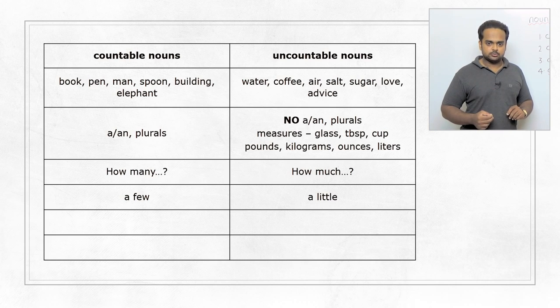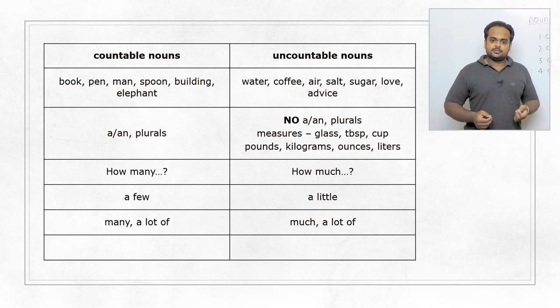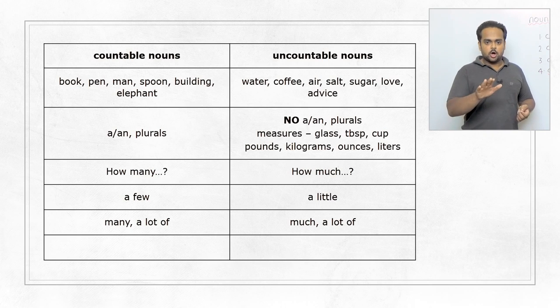And what about to talk about a big number or a big quantity? Can you tell me what we use? With countable nouns, we use many or a lot of. There are many computers in my office, or there are a lot of computers in my office. With uncountable nouns, we can use much, but that's less common. It's more common, once again, to use a lot of. Like, there is a lot of coffee in the cup. So notice that a lot can be used both with countable and uncountable nouns.